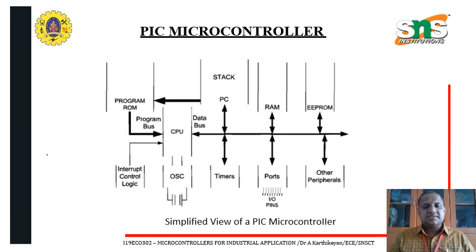This is a simple block diagram of the PIC microcontroller. It has program ROM, stack, RAM, and EPROM. These all come under the memory devices, and we have the CPU, the central processing unit, the program bus, and the data bus, in full duplex mode. Mainly we can interconnect other external peripheral devices like I/O ports, oscillator, timers, and other devices. This is the simplified view of how the PIC microcontroller is interconnected.